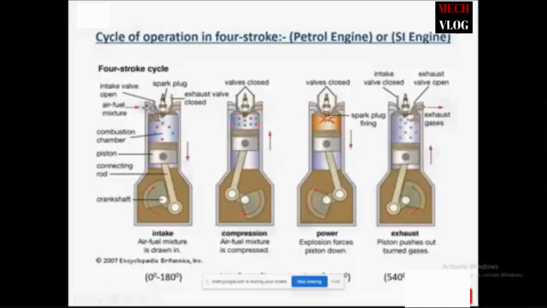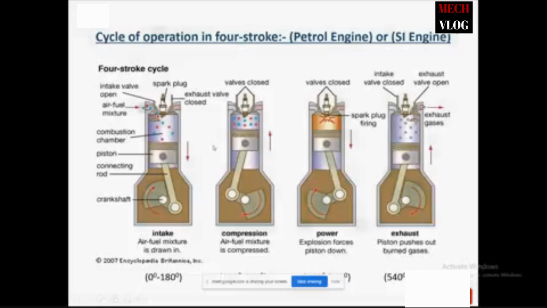First of all, I will give you the components used in this four-stroke engine. The first one is the inlet valve. The second one is the exhaust valve. In the case of a petrol engine, we use a spark plug, and this is the crankshaft. This is the connecting rod, the piston, and this is the combustion chamber where the combustion takes place.